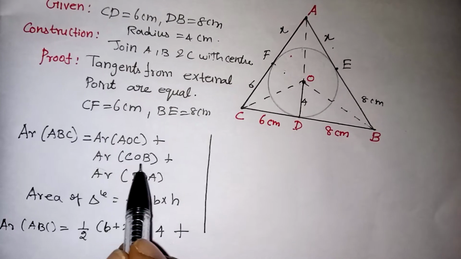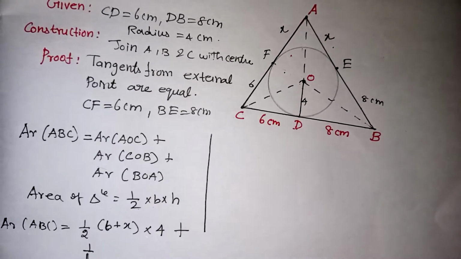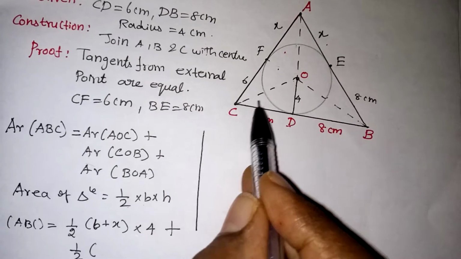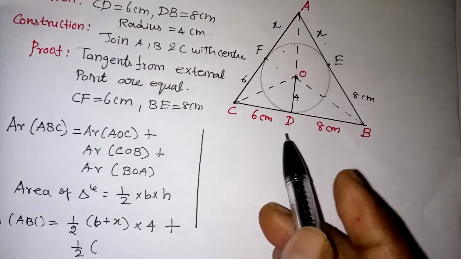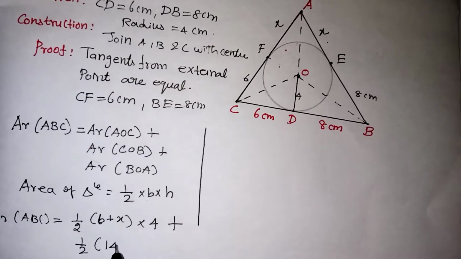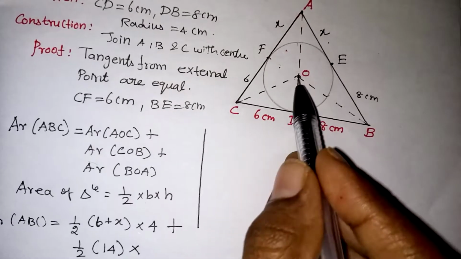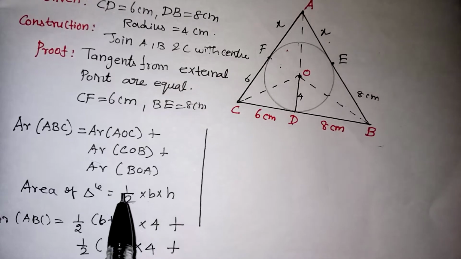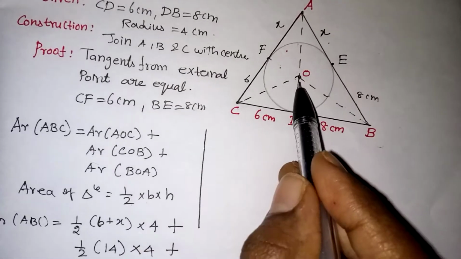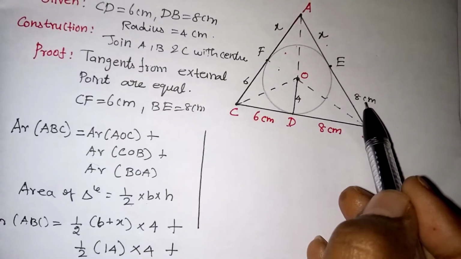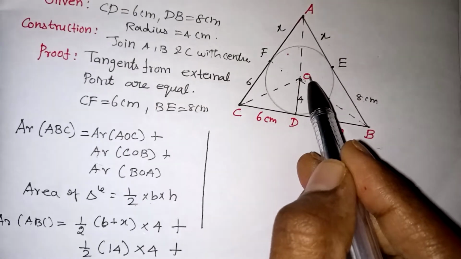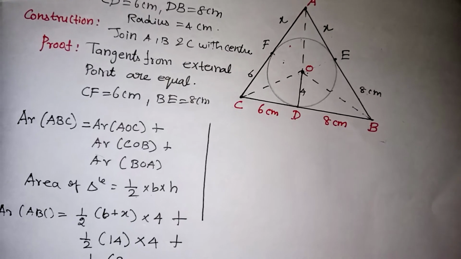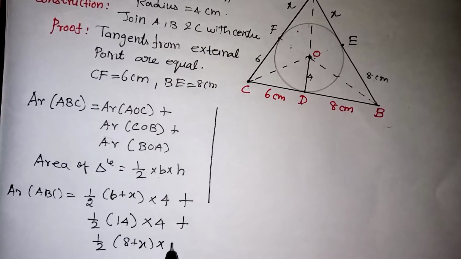Next one, area of COB I should write. Again half into the base of COB. COB base is 6 plus 8, which is 14. So the base we can write as 14, multiplied by the height of this triangle, which is again the radius 4. Plus area of BOA. Again the base is 8 plus x, and the height is again the radius of the circle, 4 only. So half into base 8 plus x, multiplied by 4.